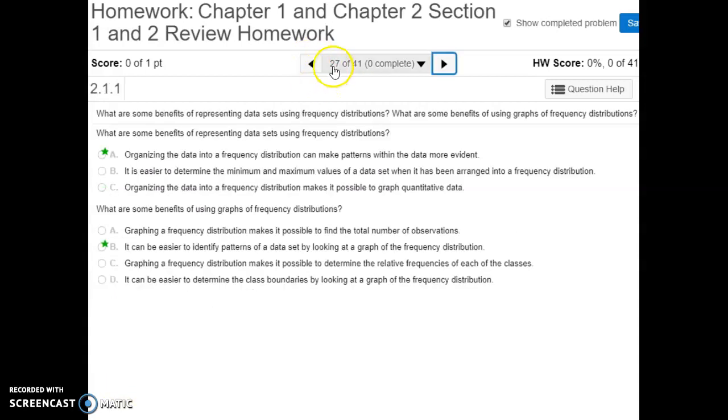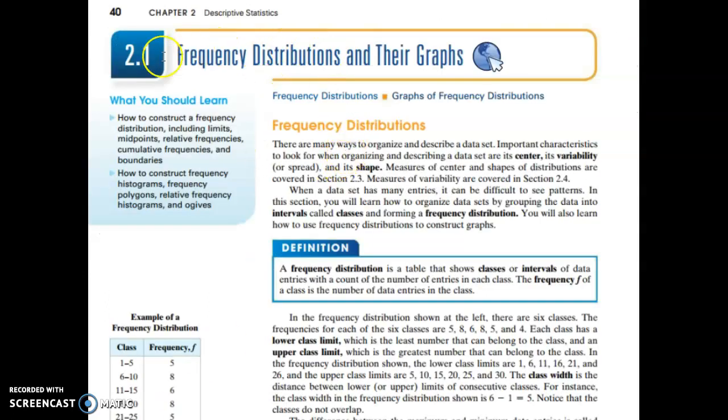So 27, moved on to chapter 2.1 here. Start with what are some of the benefits of representing data sets using frequency distributions. And these are discussed right at the beginning of 2.1. One of the main benefits of frequency distributions is that as opposed to just having raw data, a bunch of numbers, where it's difficult to see patterns, when you arrange the data in a frequency distribution, it can be easier for those patterns to be clear and evident, and you just spot what's going on with the data.